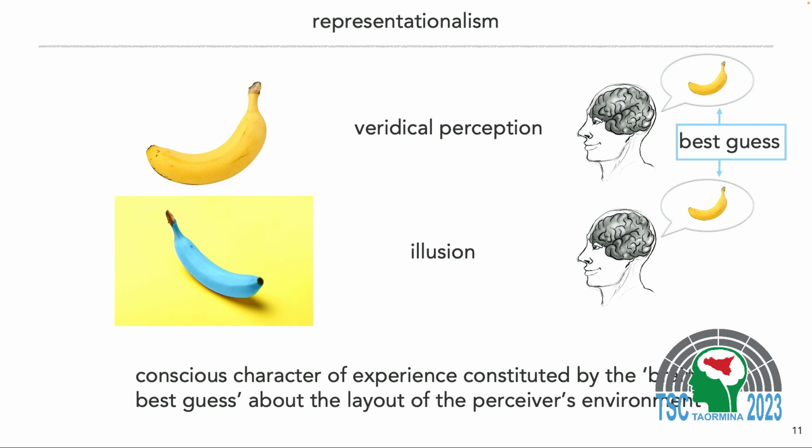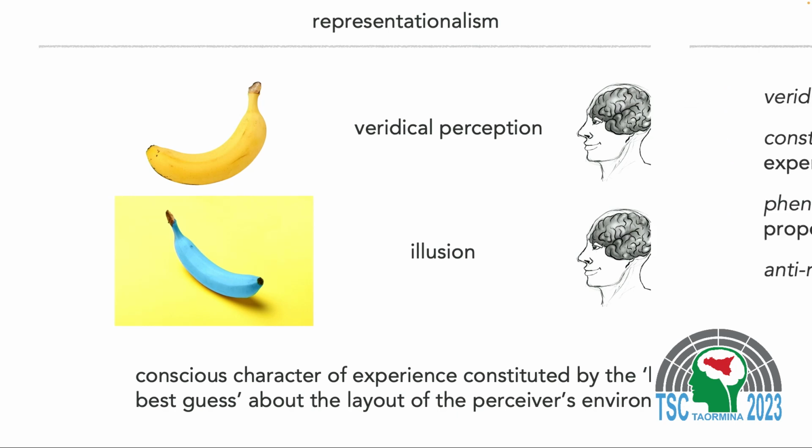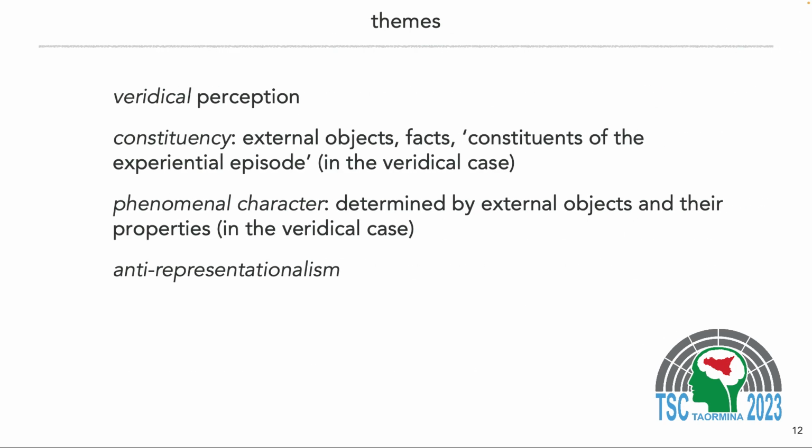So to slightly mimic the language on the previous slide, according to the representationalist, the conscious character of experience is constituted by the brain's best guess about the layout of the perceiver's environment. And of course, in the illusory case, it's an illusion precisely because the brain's best guess is wrong. Okay, so then we've got a bunch of themes connected with naive realism.